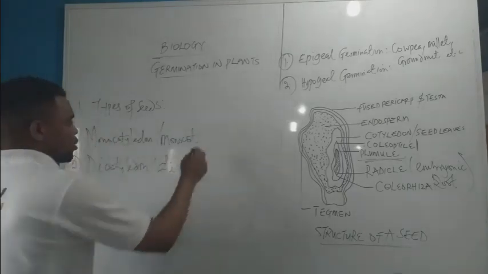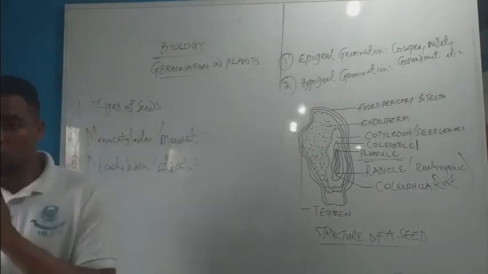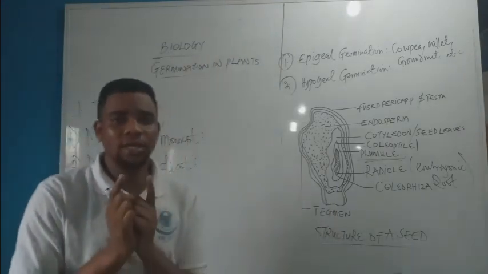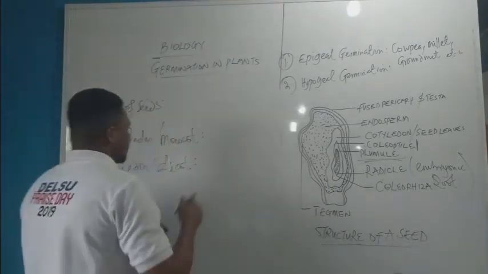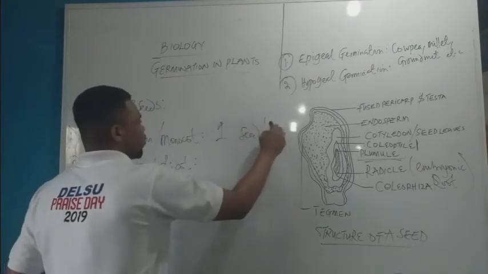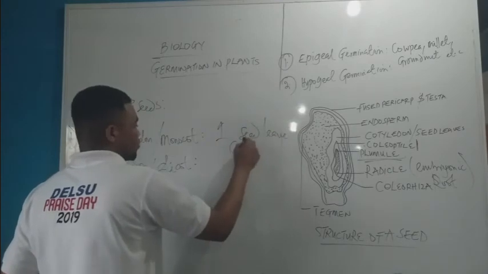Now, what is the function of these two things? What is the meaning of this? Now, in the seed, the monocot has only one seed leaf, known as what? Cotyledon. This one has only what? One seed leaf, known as what? Cotyledon.